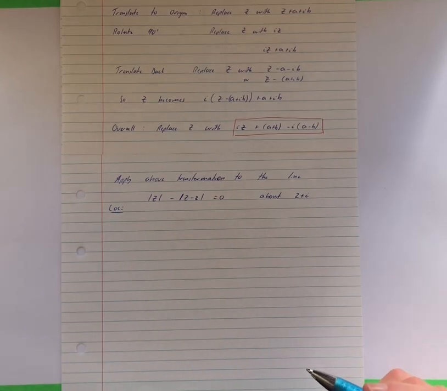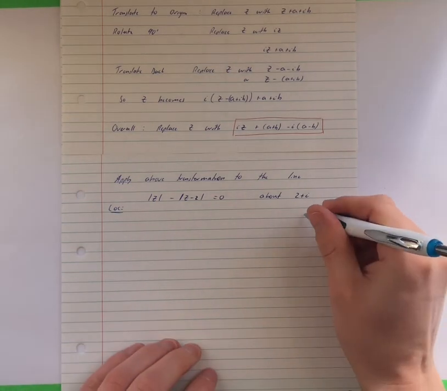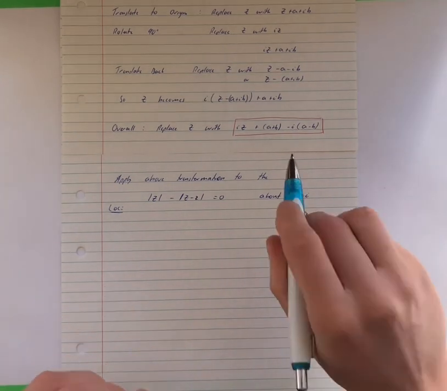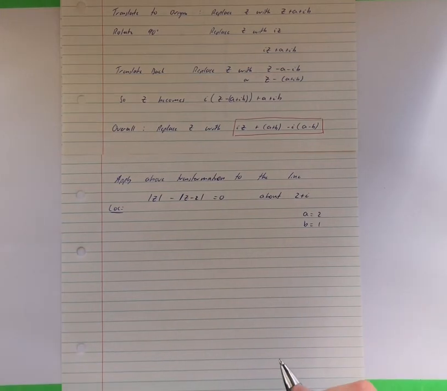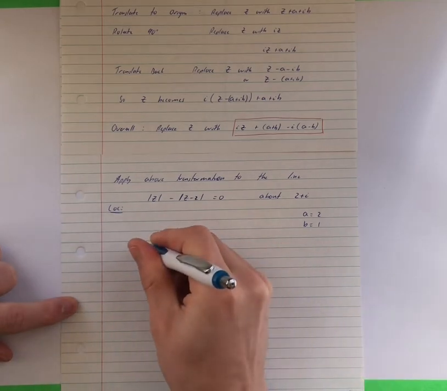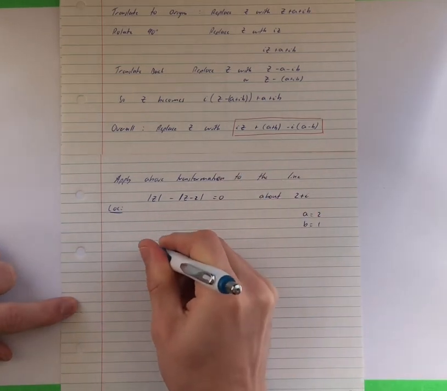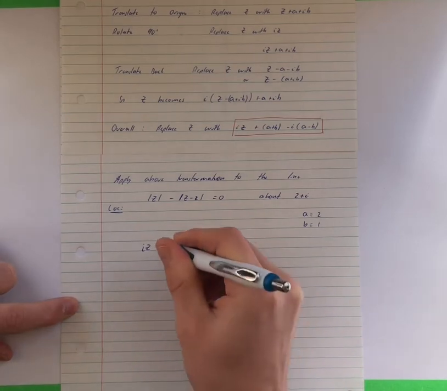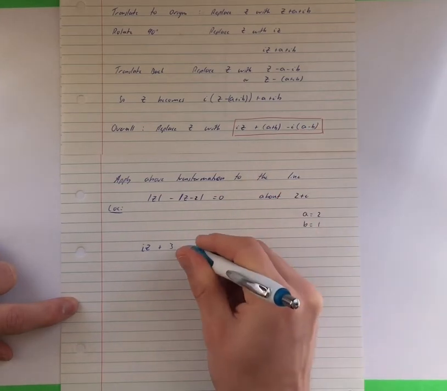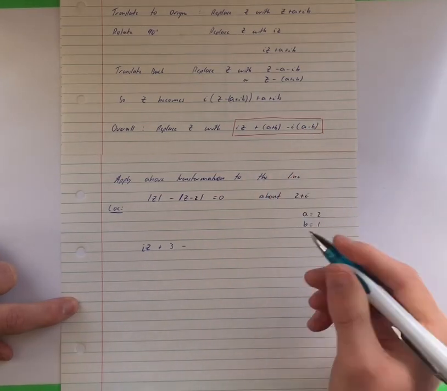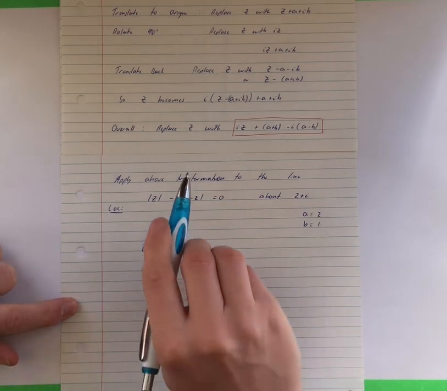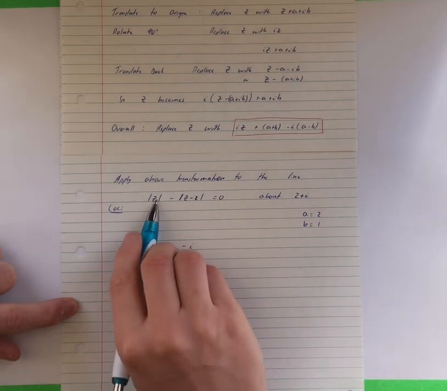So first of all, we want a, which is 2, and b, which is 1. So now we can just apply this formula. So we're going to get iz, plus a plus b, minus a minus b, which is 1 minus i. Okay. That is what we're going to replace z with.